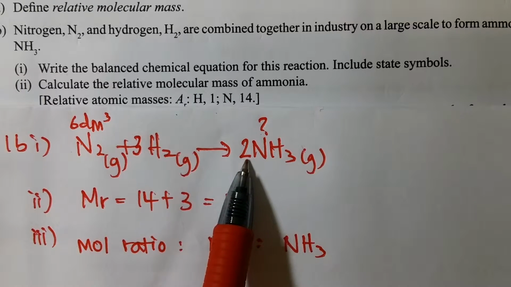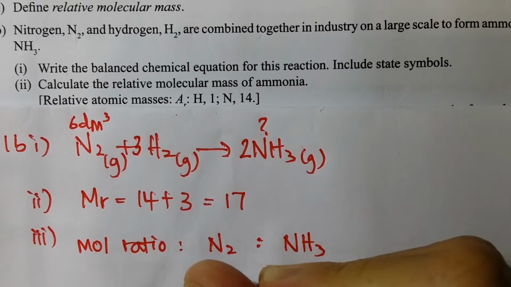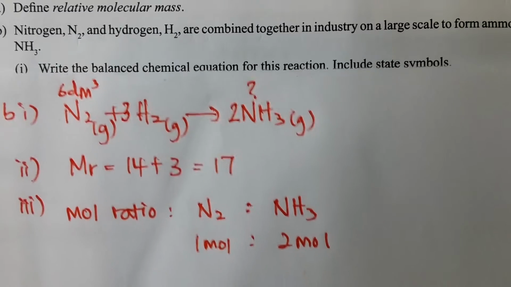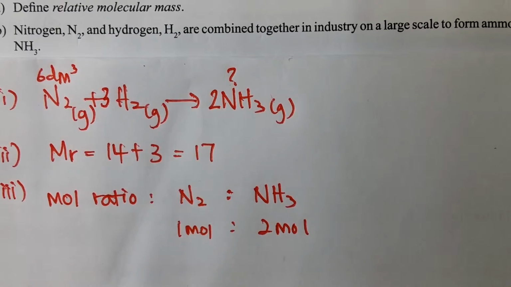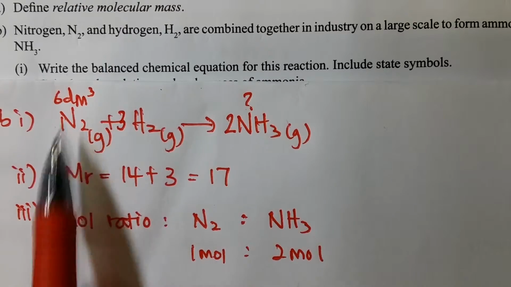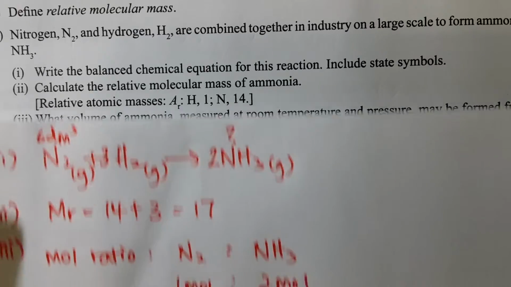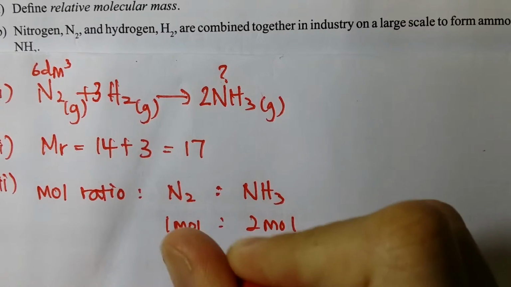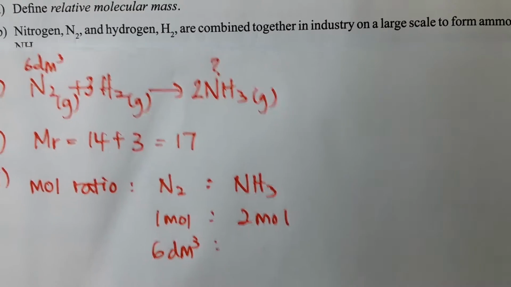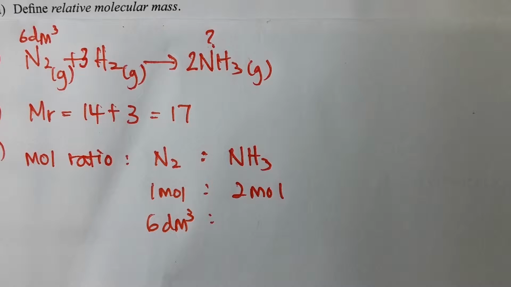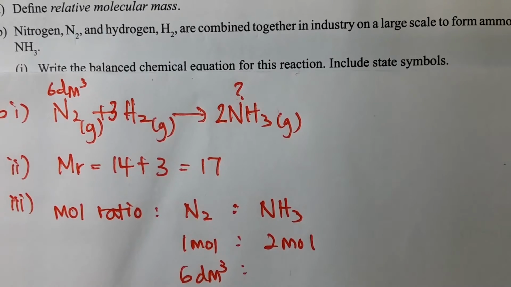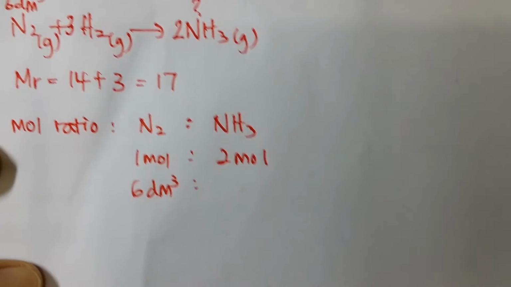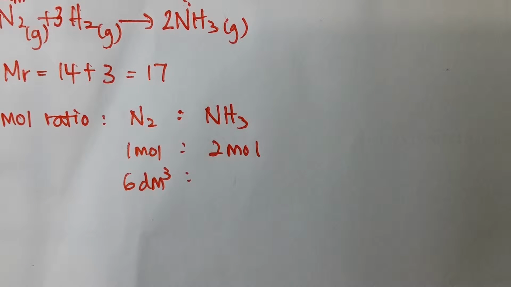1 mole is to 2 moles. 1 mole, 2 moles. Then after that, the question says 6 dm cube. So 1 mole, 2 moles. 6 dm cube. This is how many? Now, for a chemical equation that involves gases, you have to always remember mole ratio equals volume ratio.